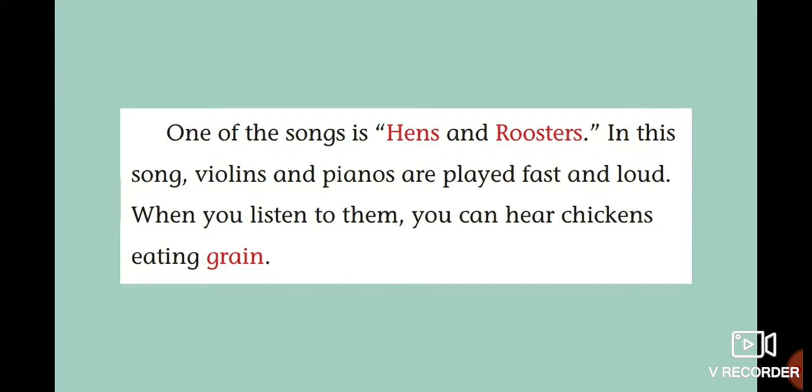One of the songs is Hens and Roosters. In this song, violins and pianos are played fast and loud. That means in this song two different musical instruments were used, violins and also pianos. When you listen to them, you can hear chickens eating grain. So you listen to this kind of birds, or you try to imagine that you listen to chickens eating grain.